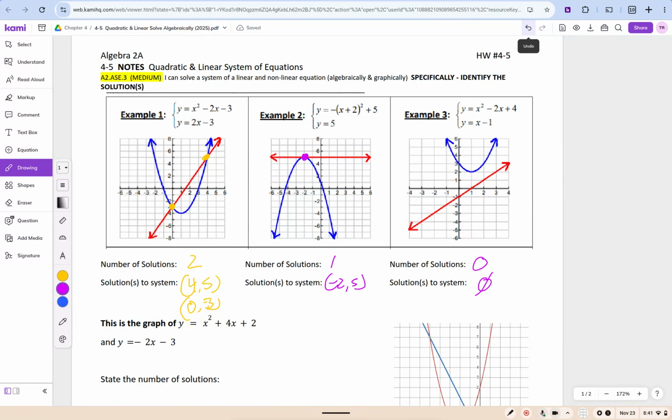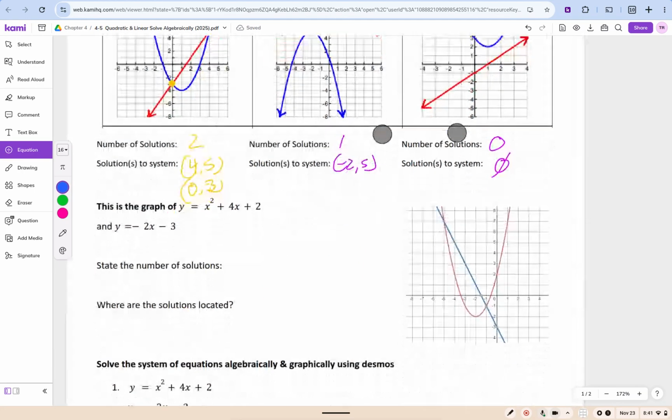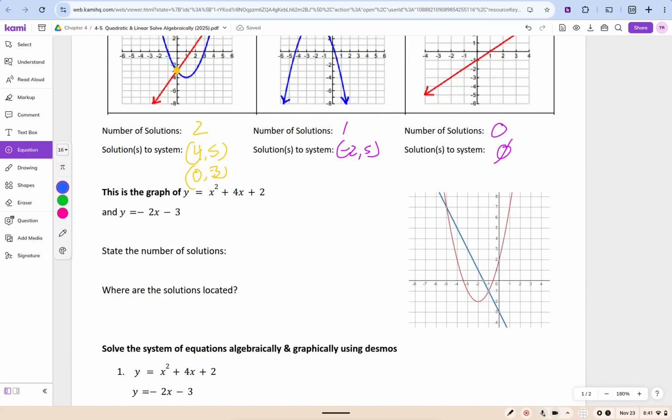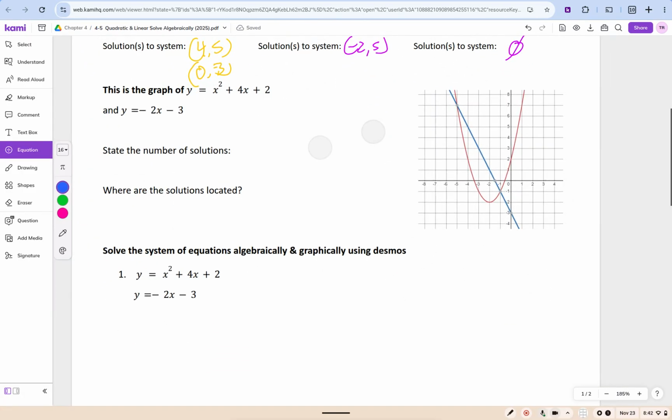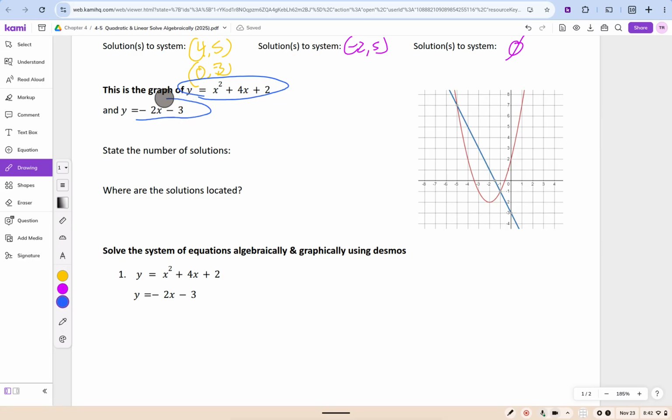And so those should look a little familiar, because we worked through a lot of systems like that. But now with the quadratics and the linear, we got to think about how this would be done without a graph. So this is the graph, and just one more example here of a quadratic and a linear. And here's your two equations.